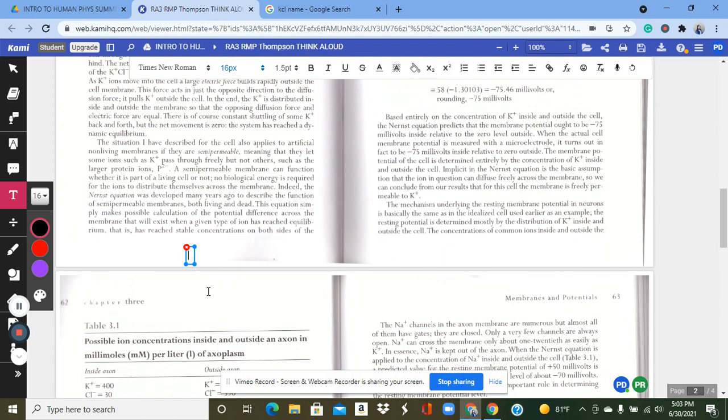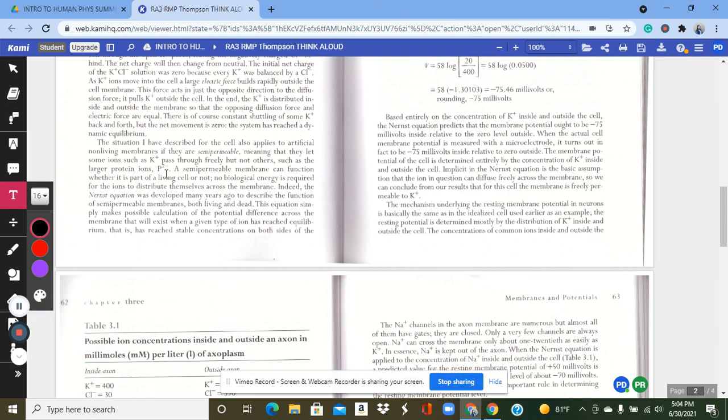Okay, so the situation I have described for the cell also applies to artificial non-living membranes if they are semi-permeable, meaning that they let some ions, such as potassium, pass through freely, but not others, such as the larger protein ions, P2 negative. Is that type phosphorus? I don't know. I might have to look up what element or compound this is, but it kind of looks like diphosphorus.